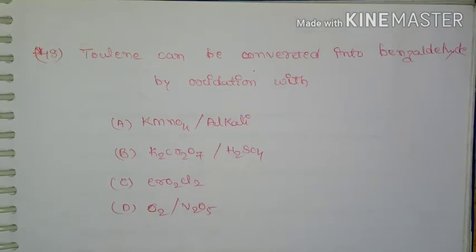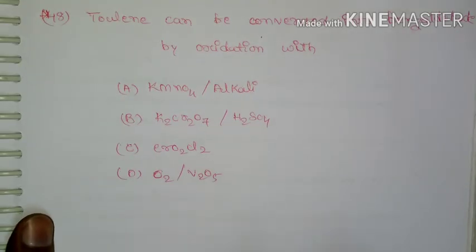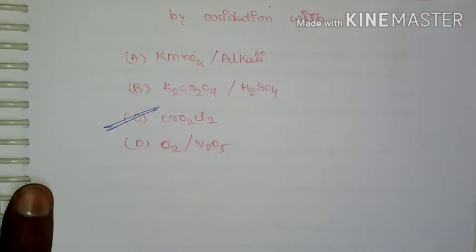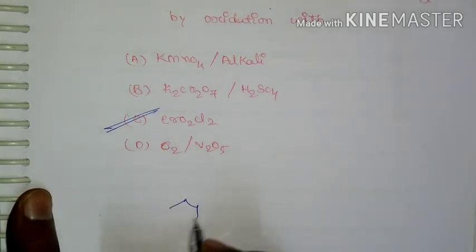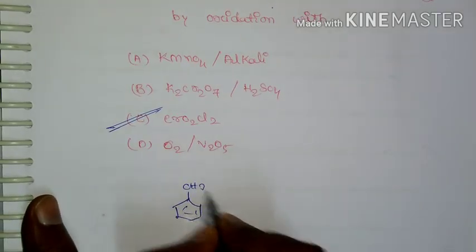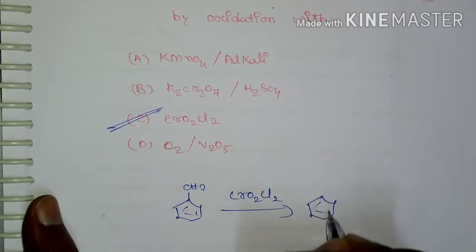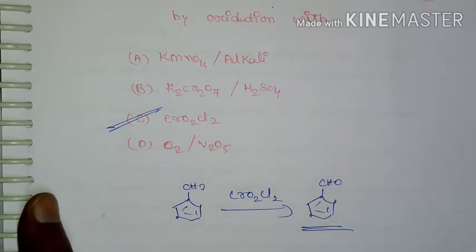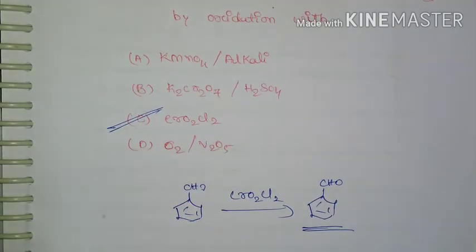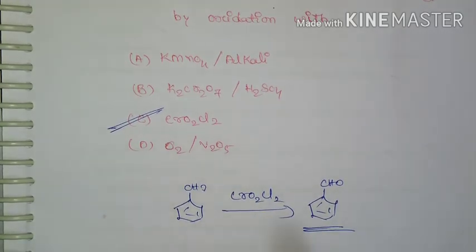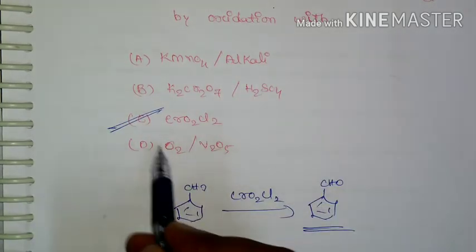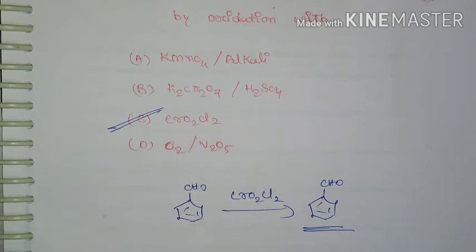And toluene can be converted into benzaldehyde by oxidation with, correct, the option is chromyl chloride. So if we take toluene and react it with chromyl chloride, an oxidizing agent, it will stop at the aldehyde stage. If we consider KMnO4 in alkali, or K2Cr2O7 in H2SO4, or oxygen with vanadium pentoxide, it leads to the formation of benzoic acid, not benzaldehyde. Compared to these, chromyl chloride is somewhat milder and it leads to the formation of benzaldehyde.